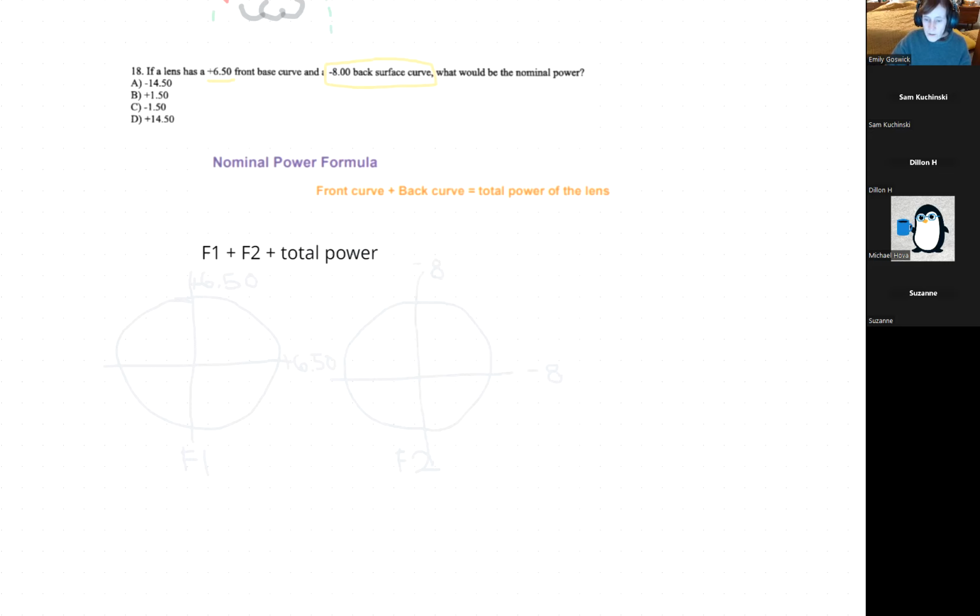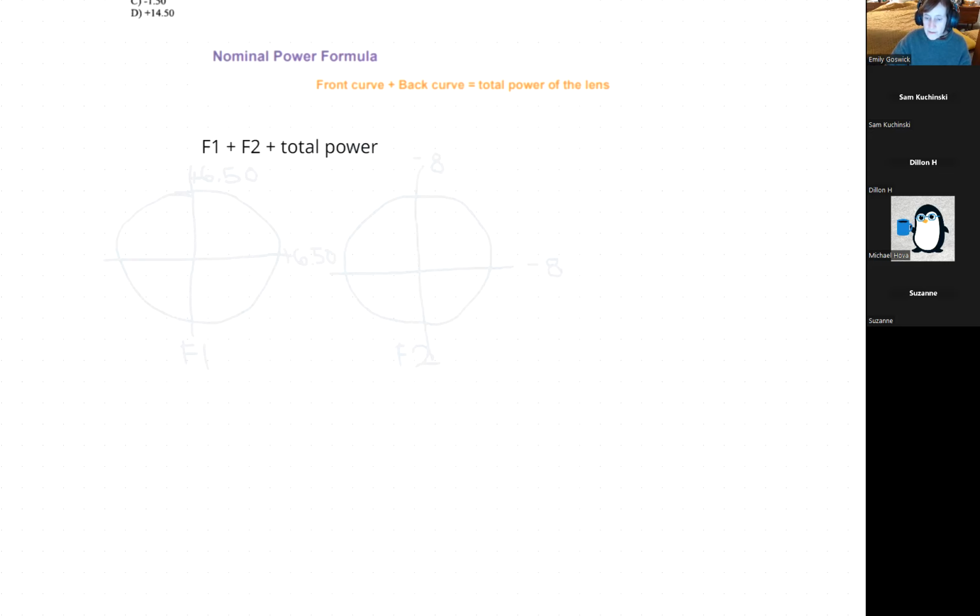But basically what you're going to do at this point is you're going to be like, okay, plus 6.50. We're doing the nominal lens power now. So the F1 goes here, plus -8 is going to equal our total power. Okay, so our signs here, the negative is going to be kind of trumped by this. So we're combining the -8 and the plus 6.50. So your power, oops, I forgot my one here, is going to be a -1.50.